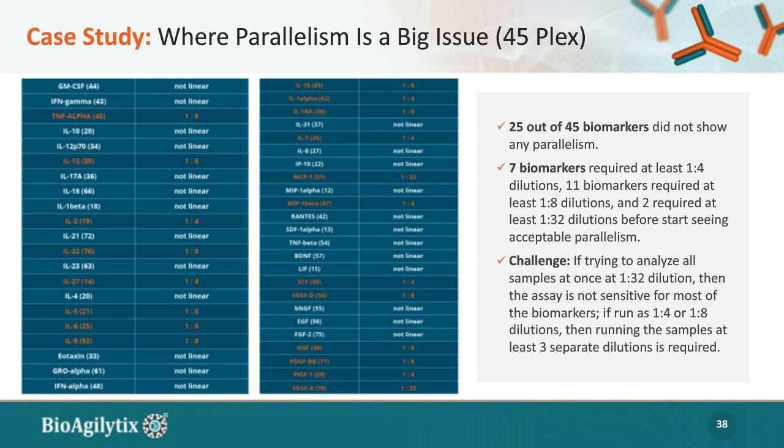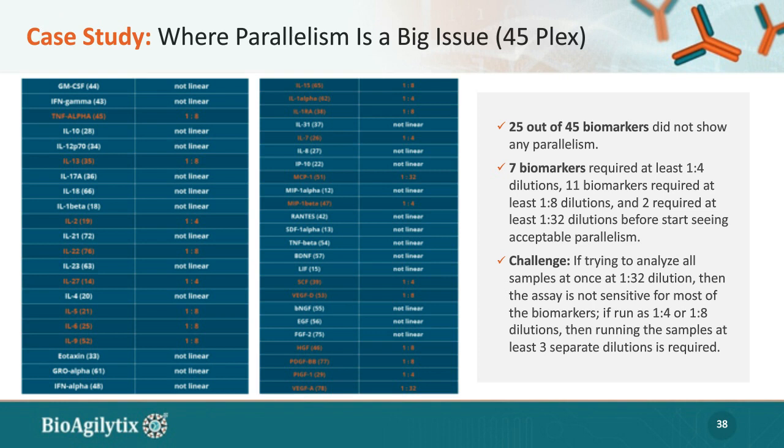For this particular project, after running a series of parallelism studies, we found 25 out of 45 biomarkers did not show any parallelism. 7 biomarkers require 1 to 4 dilution. 11 require 1 to 8. 2 require 1 to 32. And by the way, if you dilute the samples to those MRDs, all the results that you get from clinical studies are going to be 0, below the limit of quantification.